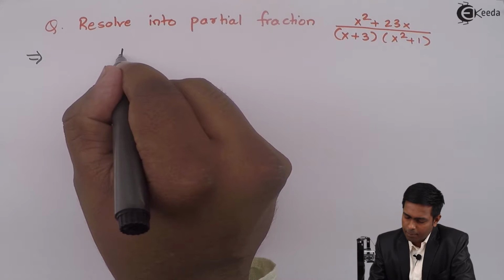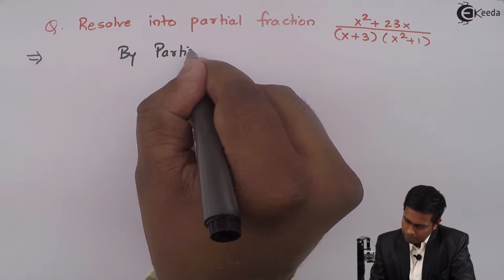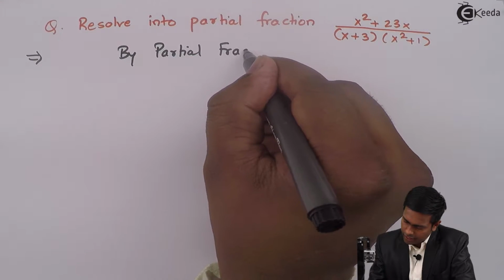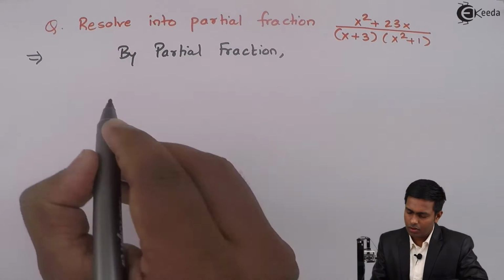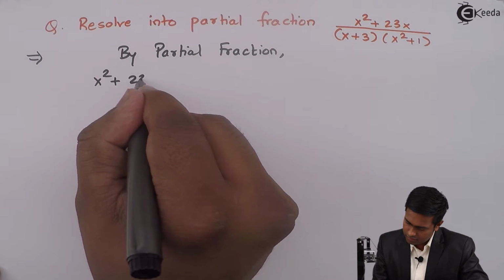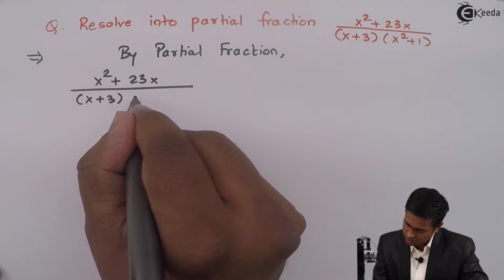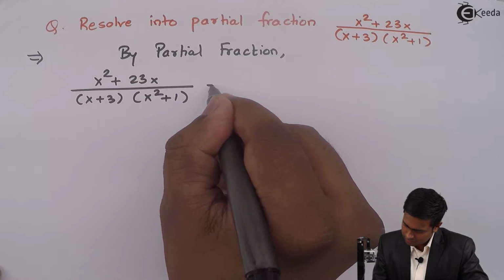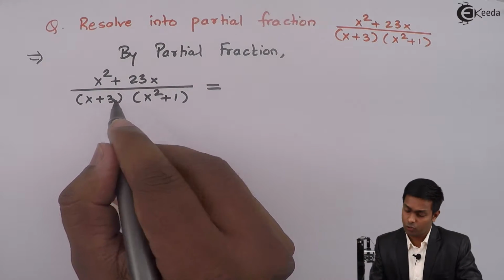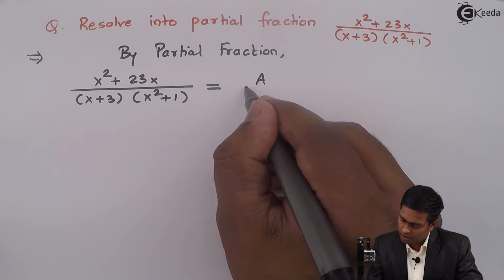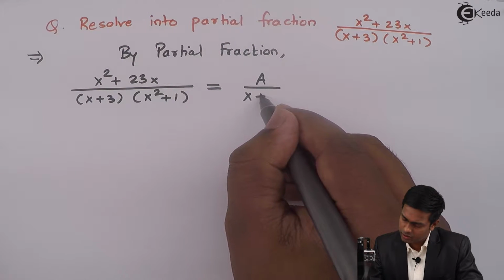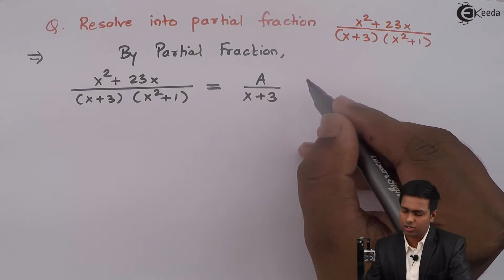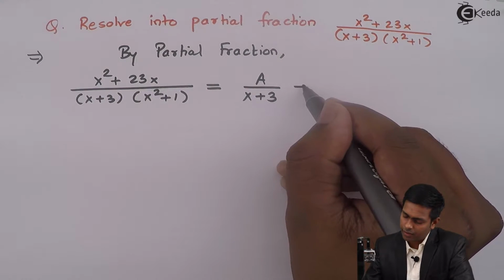So here, by partial fraction, we will get this term as: now x plus 3 is linear, so for linear we take a constant in the numerator. So here I am considering A as that constant, so A upon x plus 3.